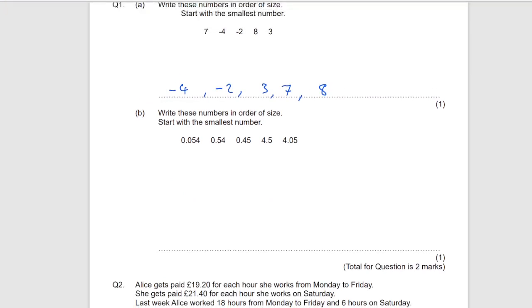Part B, write these numbers in ascending order, starting with the smallest. If you're ever unsure, add a couple of zeros just to make them all have the same number of decimal places. Then it's often much easier to order them. So the smallest number that we've got here is 0.054. Our next smallest is 0.45. We've then got 0.54. Those are all the ones beginning with 0. Our next smallest then is 4.05, and then finally 4.5.